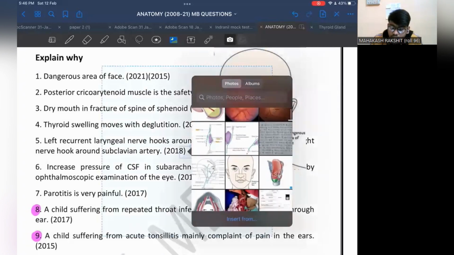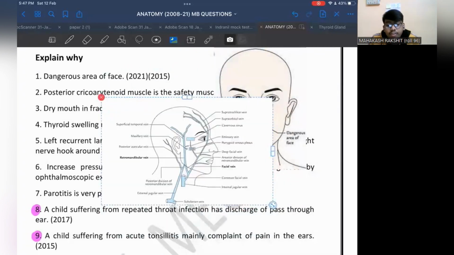Because this region is drained by the facial vein, and the facial vein lies just on the muscles of facial expression. As the muscles of facial expression contract and move, the blood flow in the facial vein can be reversed in direction. That is called retrograde blood flow. If retrograde blood flow happens, there is a connection of the pterygoid venous plexus with the facial vein by the deep facial vein. And the pterygoid venous plexus is again in communication with the cavernous sinus by emissary veins.